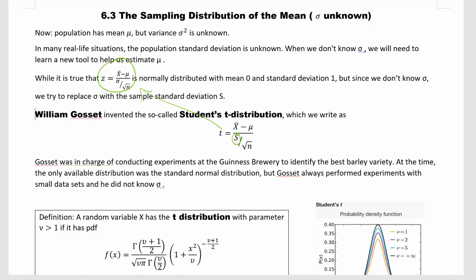William Gossett was in charge of conducting experiments at the Guinness brewery to identify the best barley variety. At the time, the only available distribution was the standard normal distribution. But remember, for the standard normal distribution, we require the number of samples to be big. But Gossett always performed experiments with small data sets, and he did not know sigma. That's why he invented the t-distribution.